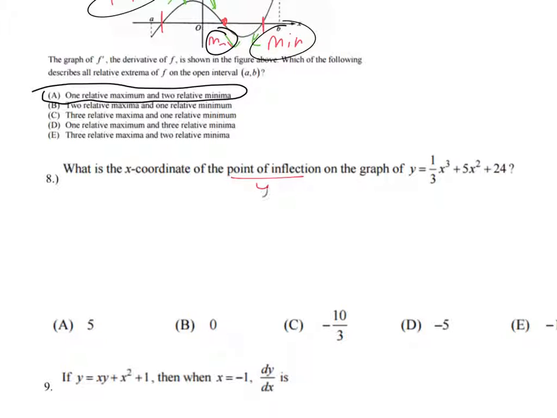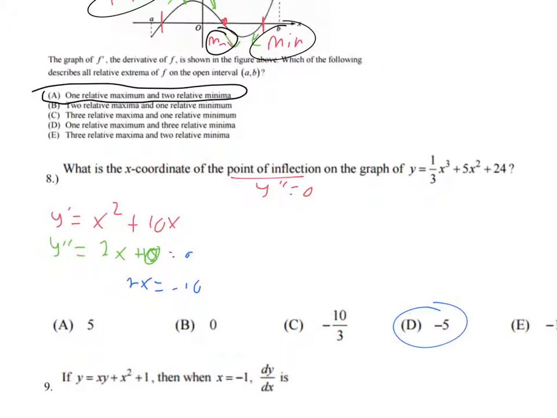Point of inflection, y double prime is equal to 0. Y prime, 3 times a third is 1 x squared plus 10x. Y double prime, 2x plus 5. When is this equal to 0? This was a 10. That's what you get for rushing. When will this equal 0? When 2x is equal to negative 10, or when x is equal to negative 5.